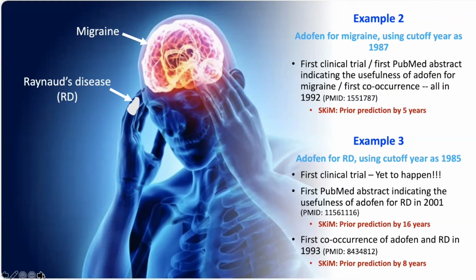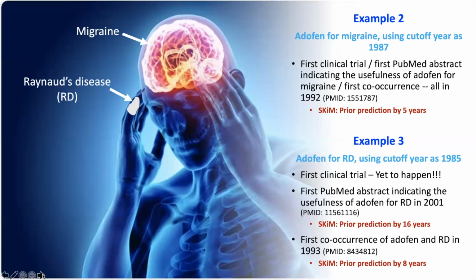So the second example is repurposing the drug Ardofin for migraine. Skim was allowed to read the articles up to the year 1987. We got some hits, and I'm just showing only one example, which is Ardofin. The first clinical trial, the first PubMed article indicating the usefulness of the drug for the disease, and the first occurrence of both the terms, everything was in the PubMed article published in the year 1992. This means Skim is able to advance the discovery by 5 years.